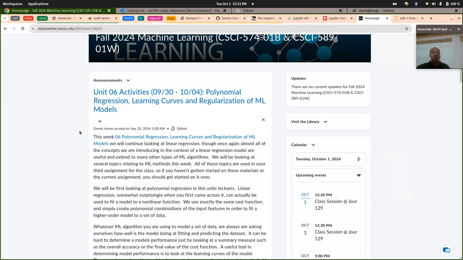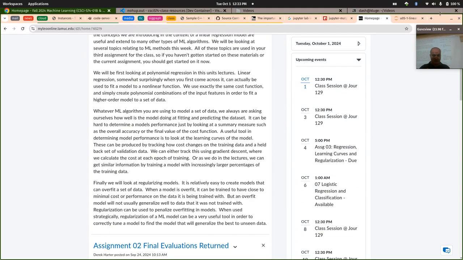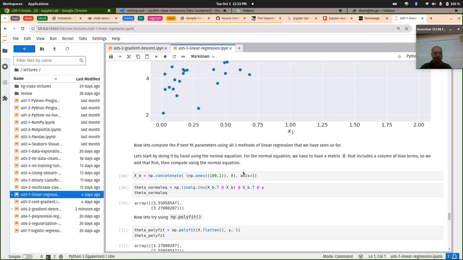So my plan is, I'll just jump in, we're going to look at the notebook today on polynomial regression, 6.1. So I'll go over that. The stuff in 6.1 and 6.2 on polynomial regression and on regularization is the heart of your assignment 3. So you'll need to kind of understand this stuff in order to understand the assignment.